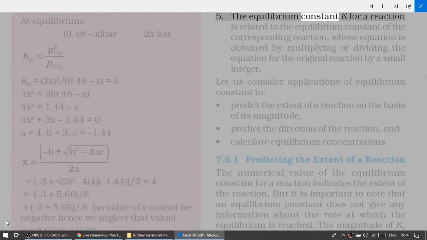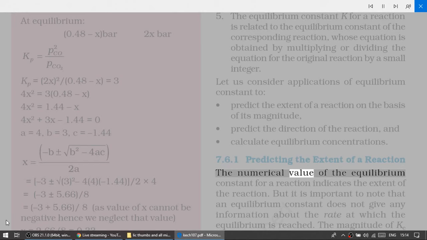The equilibrium constant K for a reaction is related to the equilibrium constant of the corresponding reaction whose equation is obtained by multiplying or dividing the equation for the original reaction by a small integer. Let us consider applications of the equilibrium constant to predict the extent of a reaction on the basis of its magnitude, predict the direction of the reaction, and calculate equilibrium concentrations. Predicting the extent of a reaction.